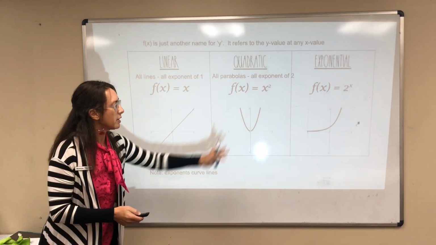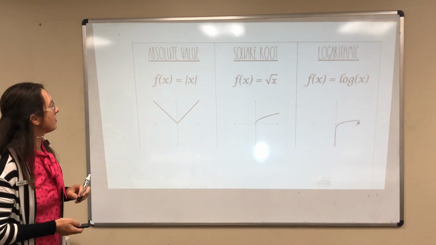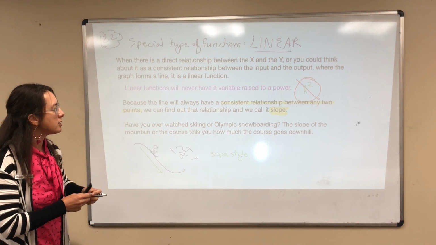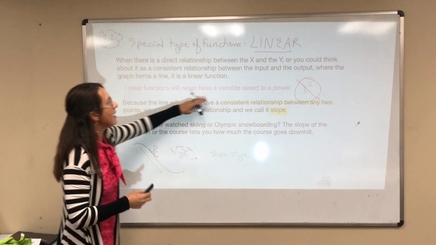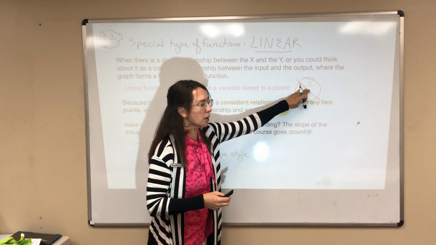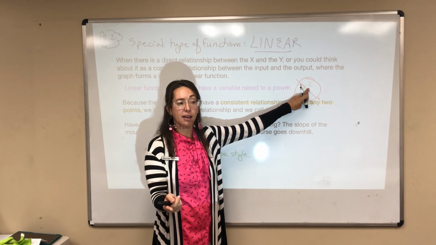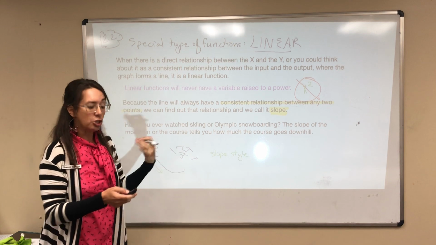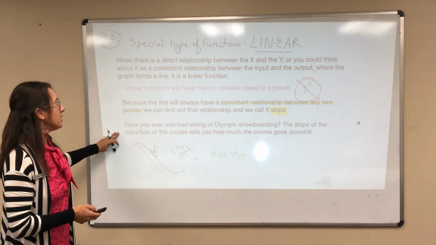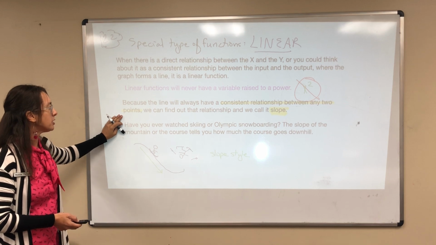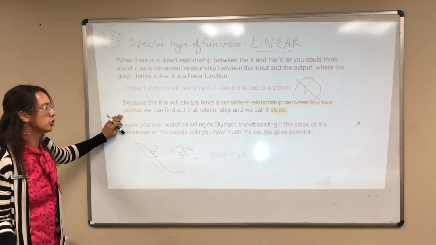So this is just a copy of what you guys already have on there. All right, so linear functions. A linear function will never have a variable raised to a power. It can't be a line because this exponent tells me I had to bend my line. So it will always just be an x equal for it. And it is always a constant relationship between two different points. We call it the slope.